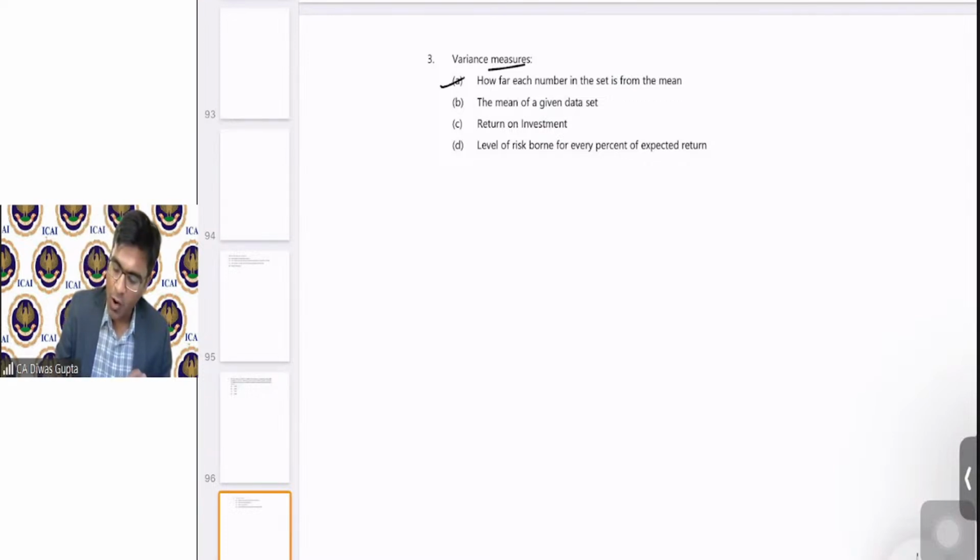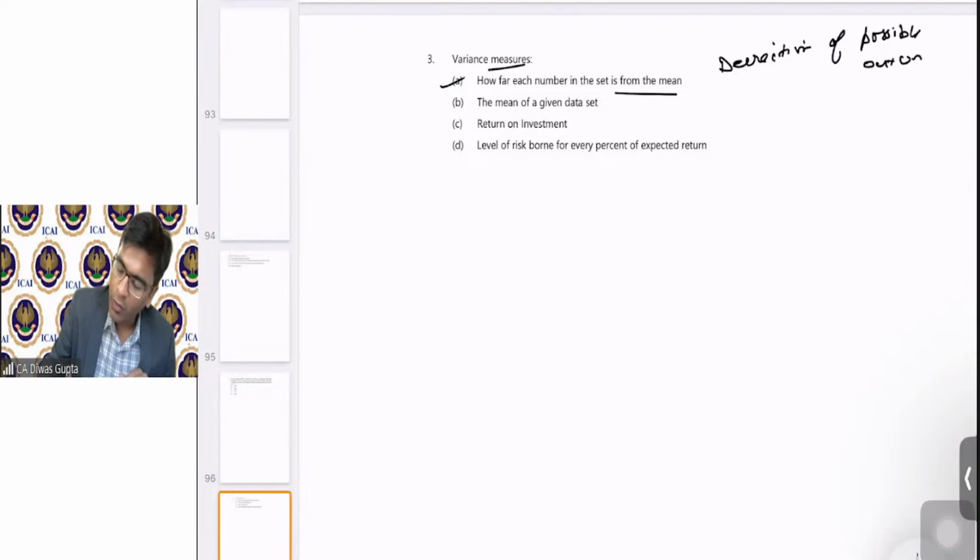Variance measures how far each number in the set is from the mean, which is deviation from the mean, correct? That's what we have been discussing in our session. Deviation of possible outcome from expected outcome.